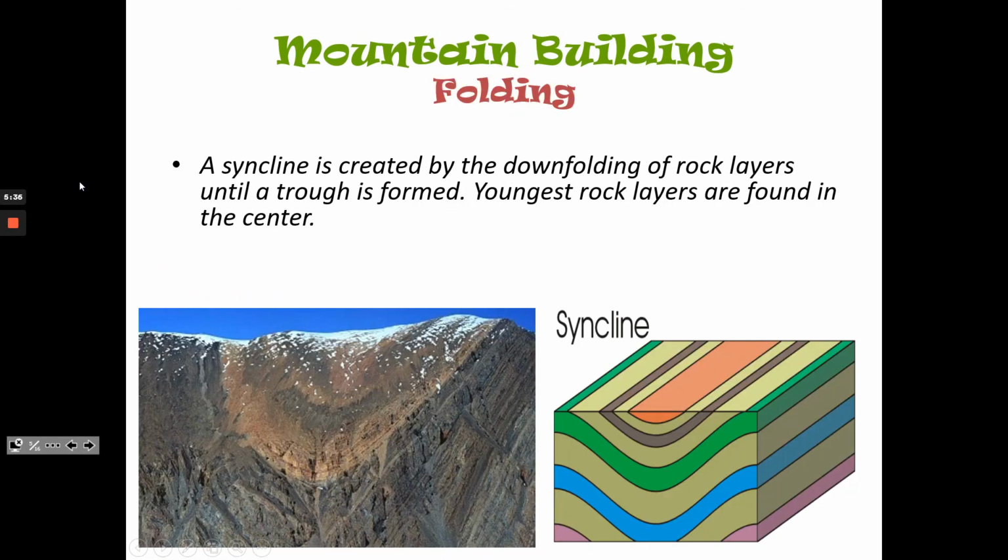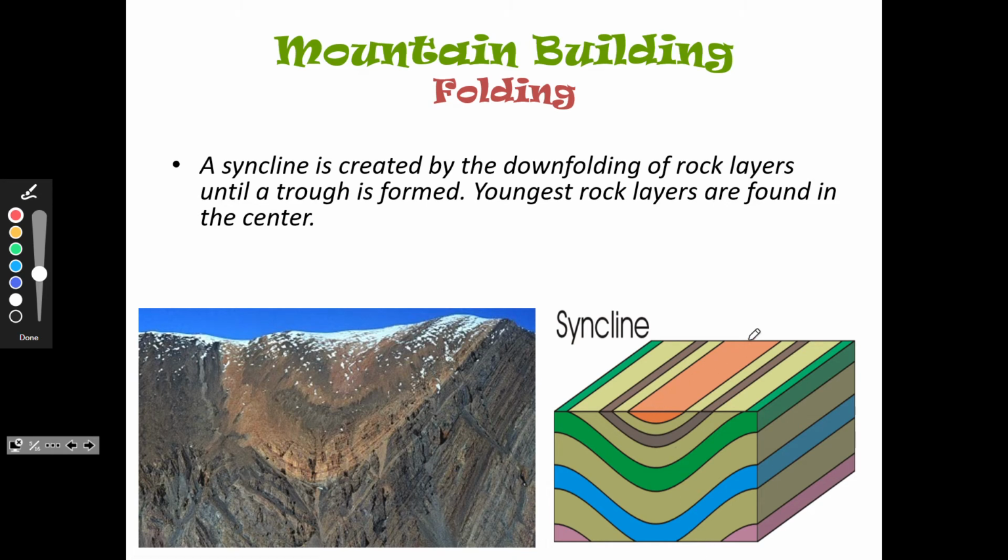A syncline is just the opposite. The idea is still the same in terms of how it's formed. The rock layers are going to be getting pushed together, but instead of upfolding, they do what we call downfolding. So we see a similar picture, except instead of it going upward, it's going downward. And the idea is still the same, that the youngest rock layers are in the center. Again, in an anticline our oldest rock layers were in the center because of it being pushed upward.